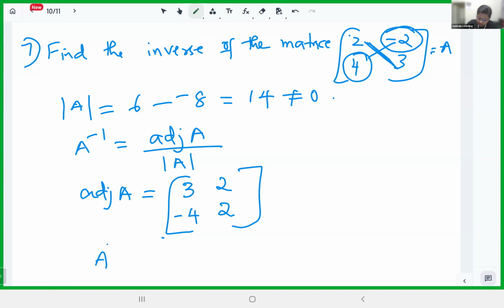And what about A inverse? So A inverse is equal to 1 by 14, that is our determinant, into 3, 2, minus 4, 2. So this is the inverse of the given matrix. All right.